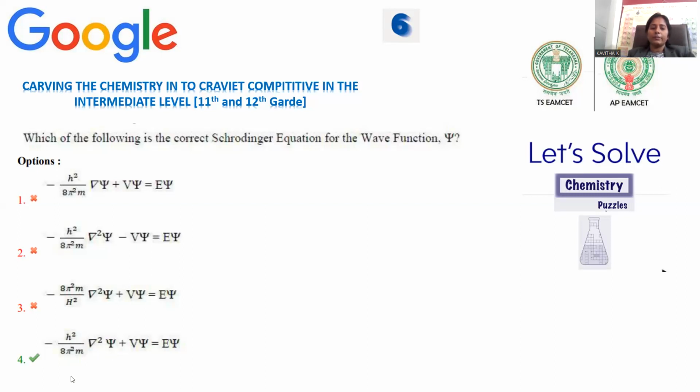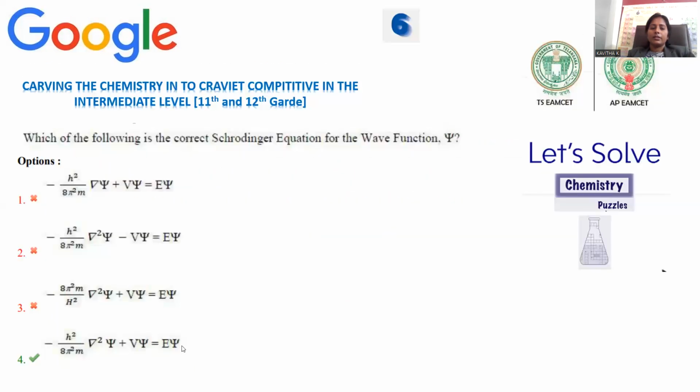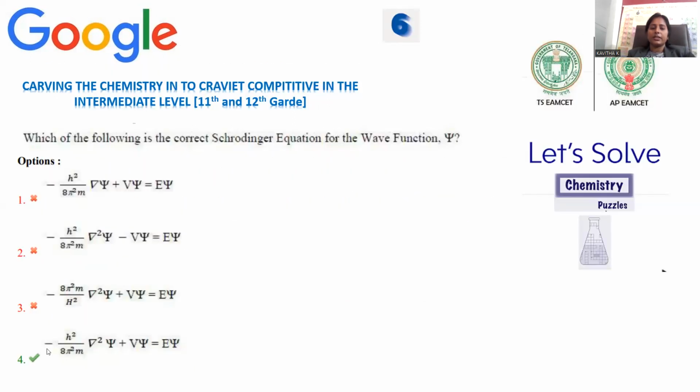Negative h square by 8 pi square. Whenever E psi is taken to the right hand side, the entire left side becomes negative because the equation got reversed. Here we wrote 8 pi square m by h square, no? They wrote it in reverse form. It is just a logical representation, but we are not supposed to be confused by this. If the denominator is 8 pi square m, then the negative sign comes. If it is in the numerator like this, then it is positive. So negative h square by 8 pi square m del square psi plus V psi is equal to E psi. This is the right representation for question number 6.